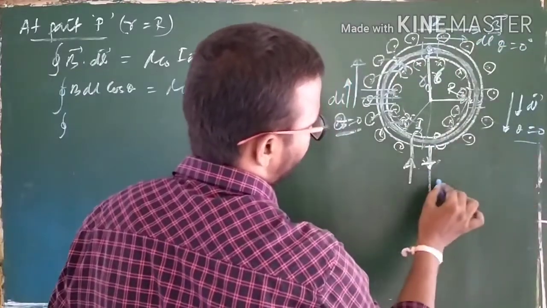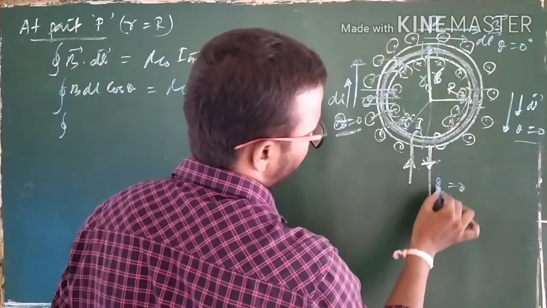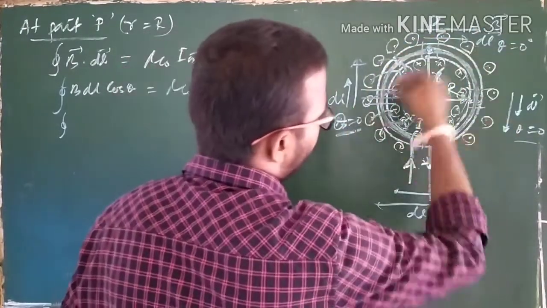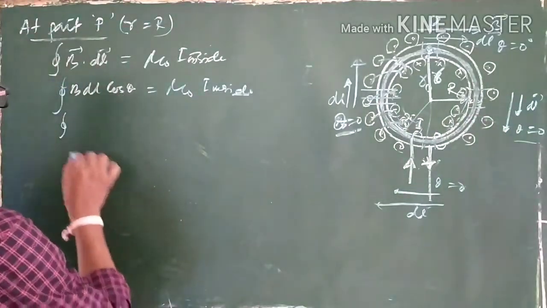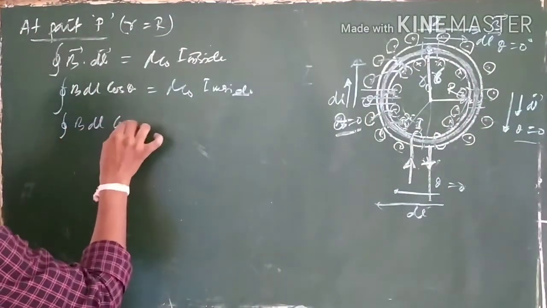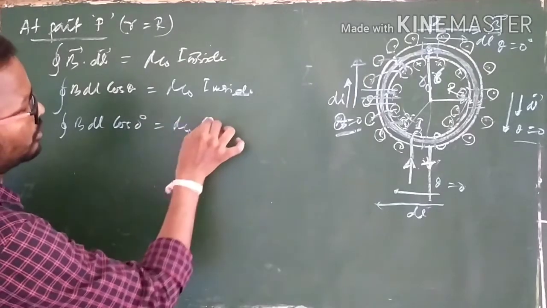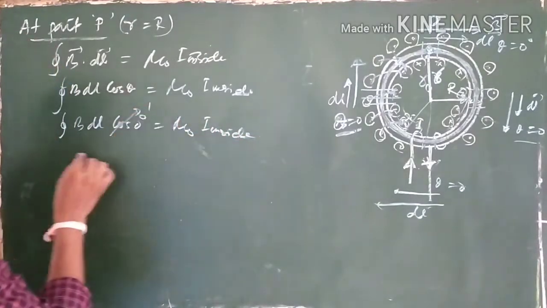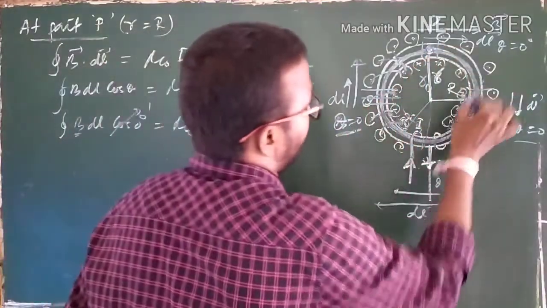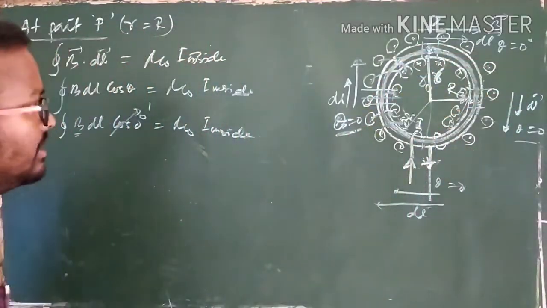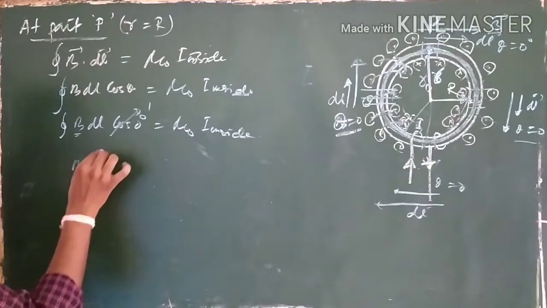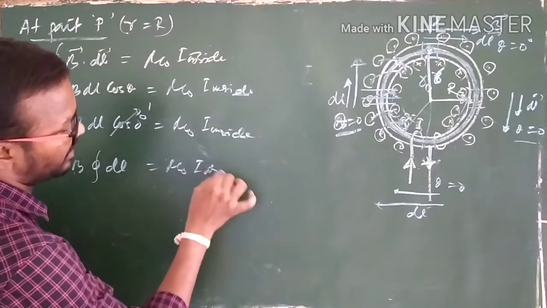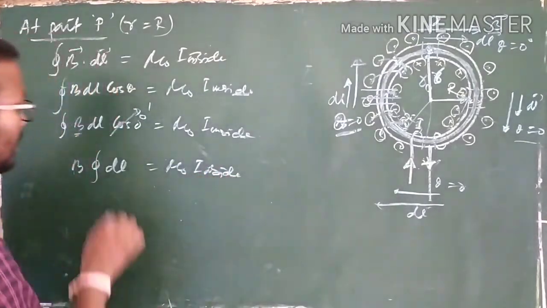Here it is 0 degree and here also theta is 0 degree, because this is the direction of the magnetic field and this is the direction of the dl element. So theta at each and every point is constant and equal to 0 degree. So you can write B dl cos 0 degree equal to mu naught times I inside, and the value of cos 0 is equal to 1. And B at each and every point is the same. So you can write B dl equal to mu naught times I inside. Clear? Okay.